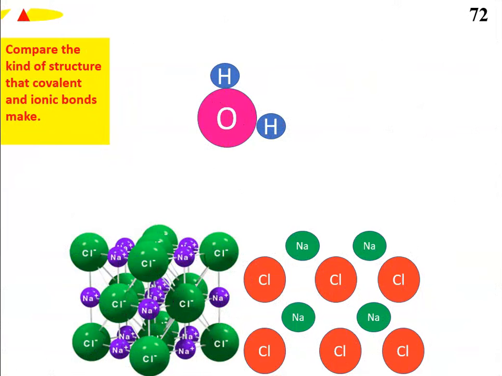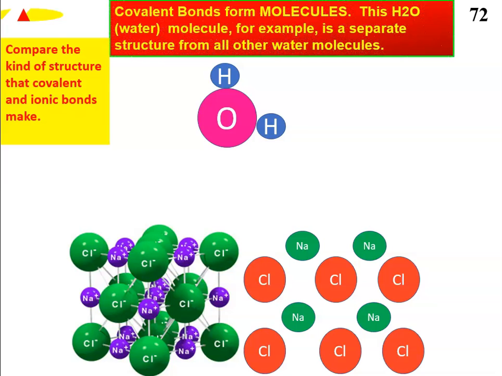So compare the kind of structure that covalent and ionic bonds form. Covalent bonds form molecules. So this H2O water molecule, for example, is a separate structure from all other water molecules. In other words, when you boil water, the H2O molecules break apart, and they separate from other H2O molecules, and they can float off in different directions. So you can think of molecules like cars. They're separate structures, and they can move off in different directions from each other.